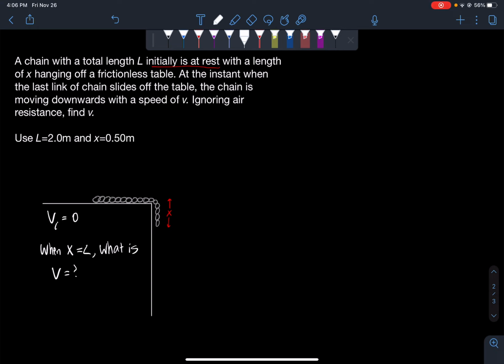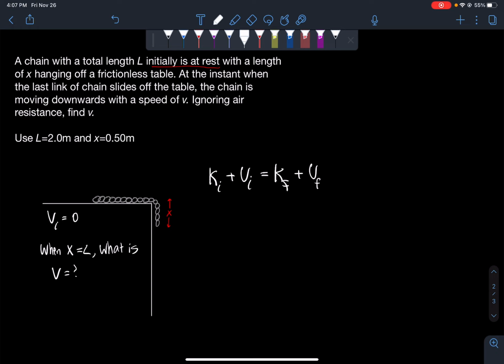So I'm first just going to write the conservation of energy, just to start looking at it. So I'll say that the initial kinetic energy plus the initial potential energy is equal to the final of both of those quantities. And like it says, the table is frictionless, ignore air resistance, so we don't need to worry about friction. And obviously there's no spring or anything like that, so the potential energy is purely gravitational.